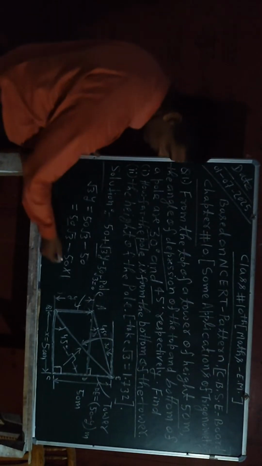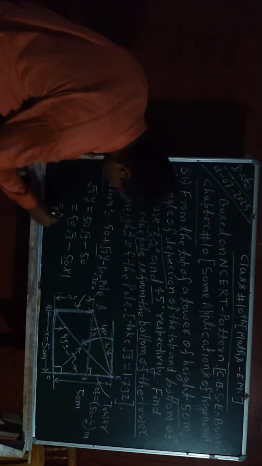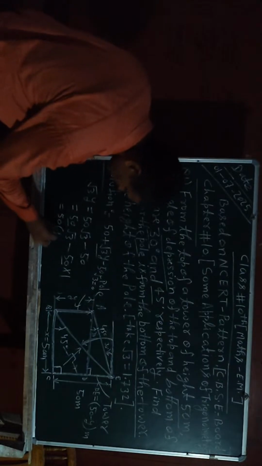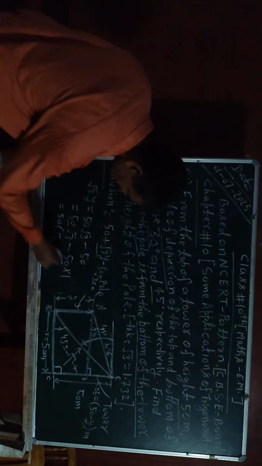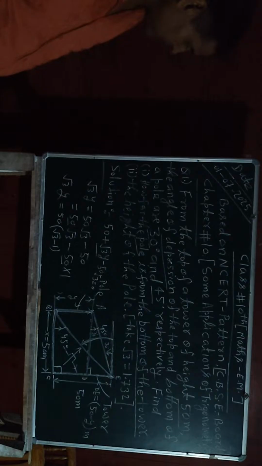Because I am doing like this, because here I want to take 50 common. In both terms 50 is available, so I will take that term common. So here I will put 50 in the place of the first term. Here I will get root 3, and here will be minus 1. Now on the left hand side I will put root 3 y. On the left hand side, the data available is root 3y.